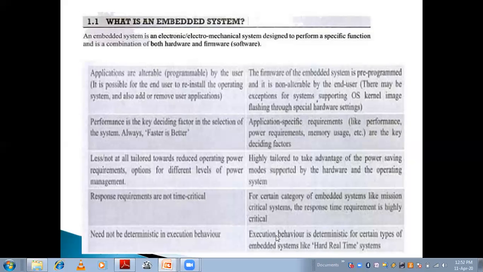In a hard real-time system, response time should be very much correct. Otherwise, it is not said to be a hard real-time system. So that is a comparison between the general purpose system and the embedded system.